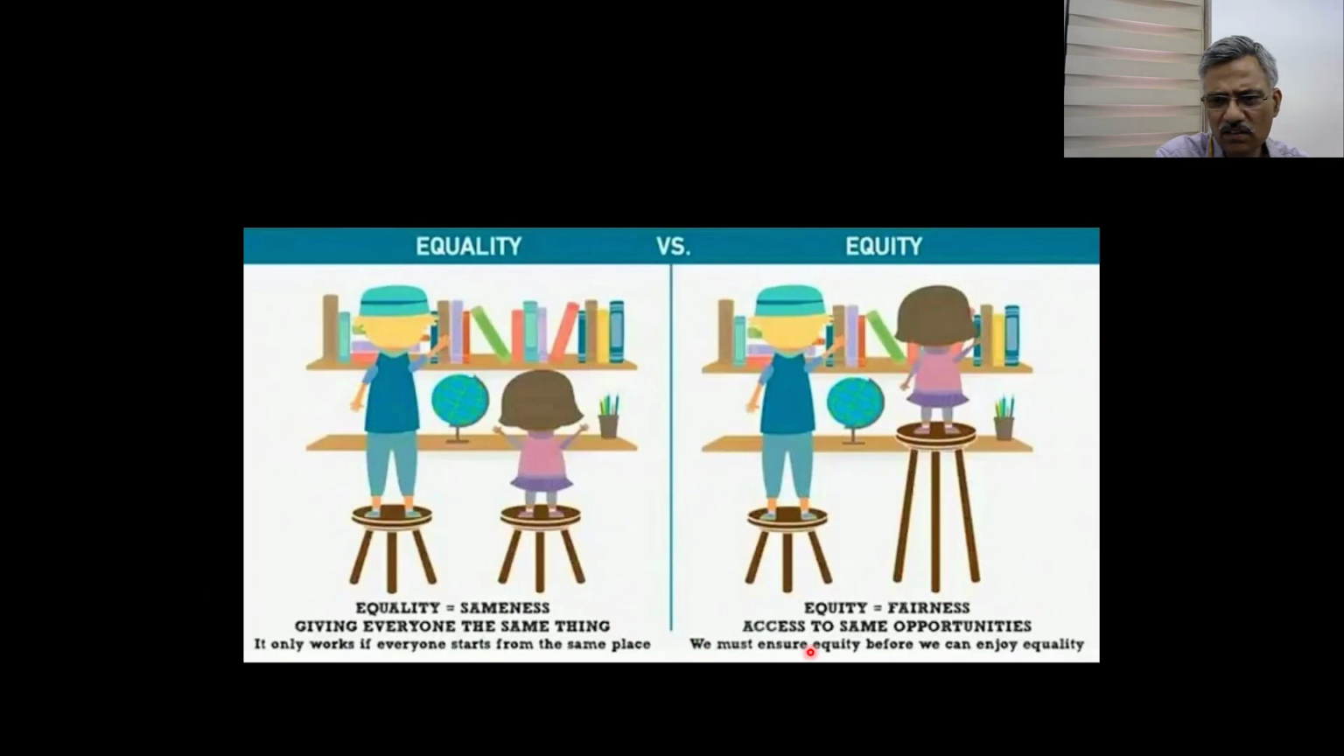Now this picture is again the same as we saw earlier. Now the small girl, if she has to be given the opportunity of reading these books, has to be provided with a longer stool compared to this boy. So that is what fairness is, that is what equal opportunity means.